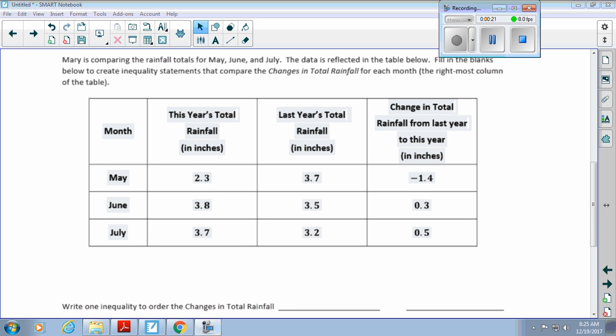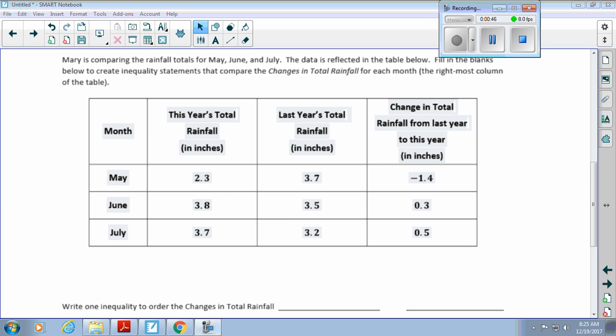We're currently on page 37, finishing up some problems that we did not finish yesterday. So here we go. We are looking at this problem that is example 2. It says, Mary is comparing the rainfall totals for May, June, and July. The data is reflected in the table below. Fill in the blanks below to create inequality statements that compare the changes in total rainfall for each month, the rightmost column of the table.